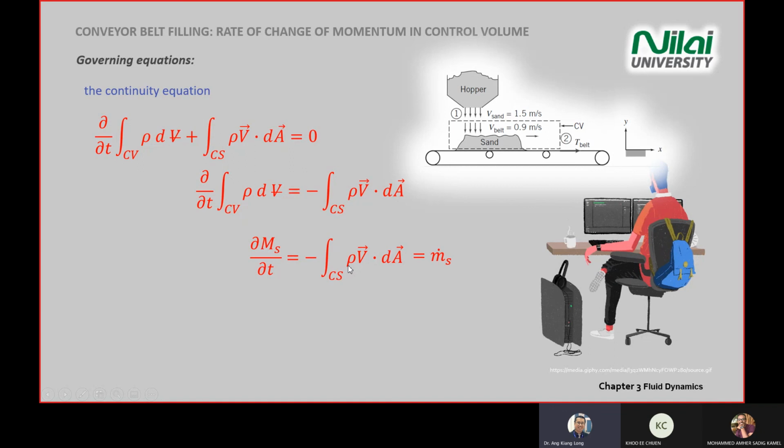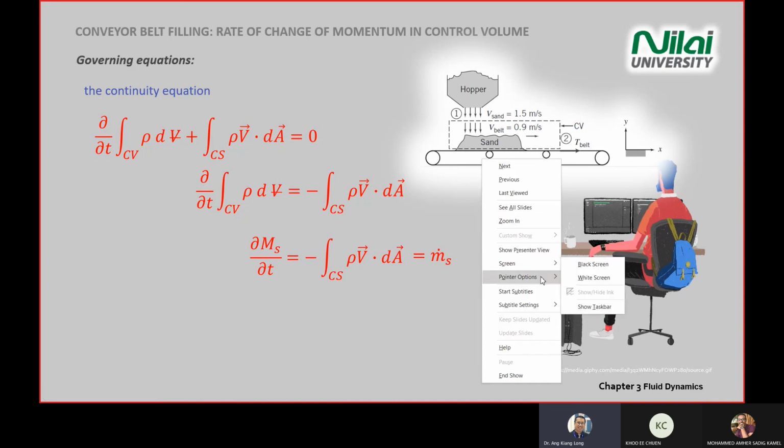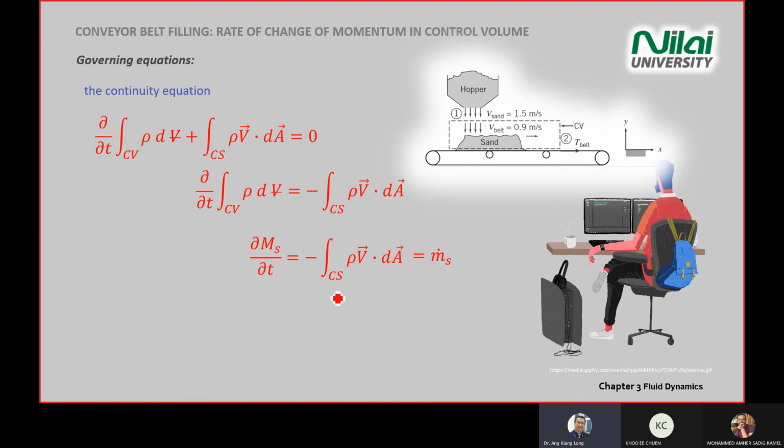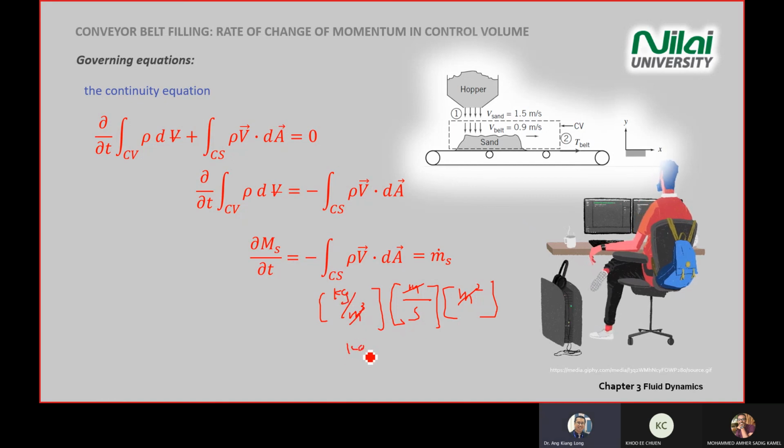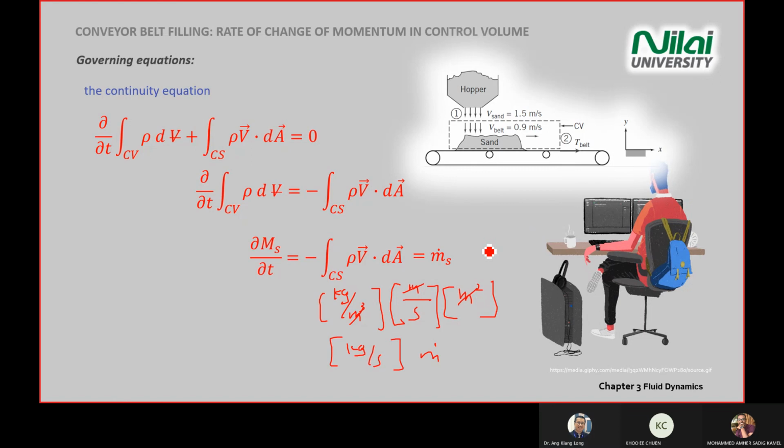Again, we know that rho v dot dA, rho times velocity times area, gives you the mass flow rate. How do you know you get mass flow rate? You use dimensional analysis. Rho is kilogram over meter cube, velocity is meter per second, area is meter square. You cancel the meters, and you only have kilogram over second. So kilogram over second is the mass flow rate, m dot.